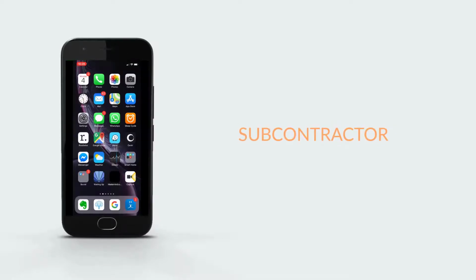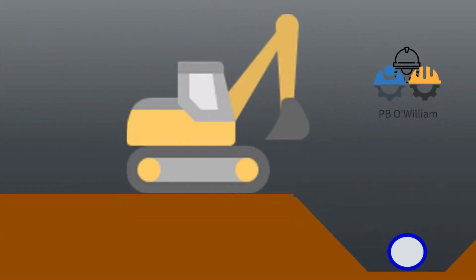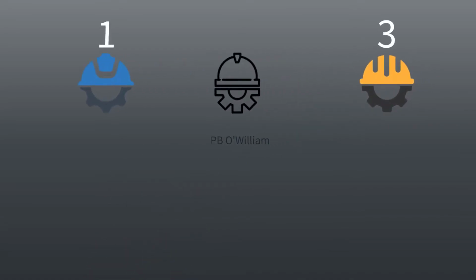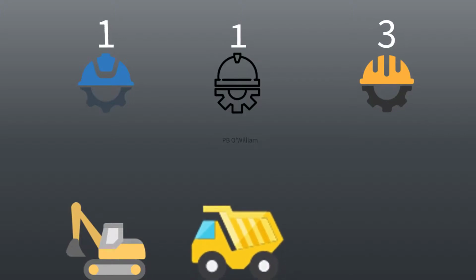Now an example with the subcontractor template. As you walk around site and speak with your subcontractors, you'll want to make a note of their work and resources. Let's say you visit a subcontractor, PB O'William, who are laying pipes for the southeast drainage. You note they have 3 labourers, 1 supervisor, and a setting out engineer. They also have a 20-ton excavator, 2 dumpers, and a pipe laser. Let's record this in the site diary.